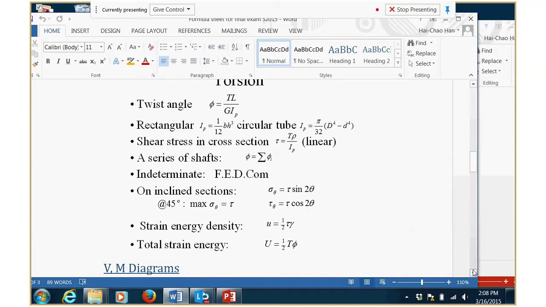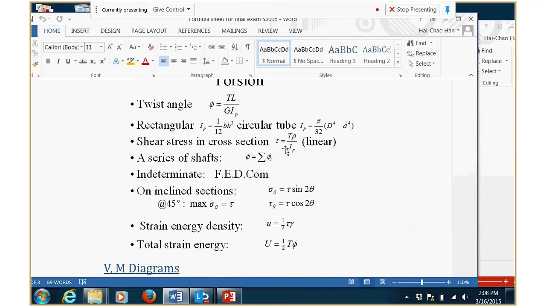So the twist angle, and then how much is the shear stress in the inner shaft when you twist it. The edge will be maximum and the center will be 0. So the shear stress distribution will be a linear distribution depending on rho. That's the equation given here: tau equals T rho over IP. And what's IP? That's the question here. And if you have a series of non-uniform shafts, then the total rotation angle will be all of them added together. That's the determinate situation.